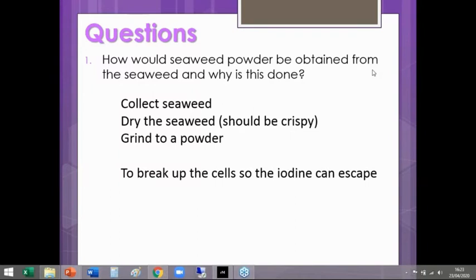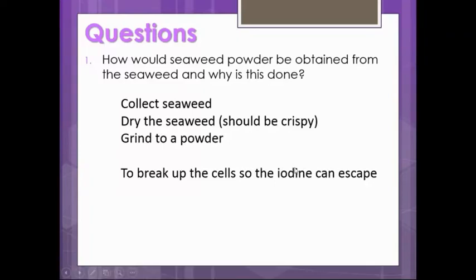So we need all the sort of iodine to be released from wherever it is in the cell that they are actually stored. I assume somewhere in the cytoplasm, I don't know, ask a biology teacher, you might be able to find out. But it's breaking it up, releasing the iodine from the cells so we can actually start processing it.